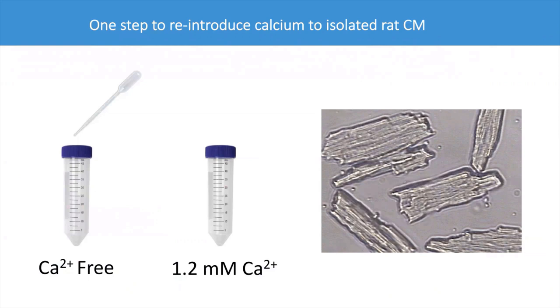Since the isolation buffer does not contain calcium, the critical next step is to reintroduce calcium back to the isolated cells. For rat cardiomyocytes, you can reintroduce the calcium in one step by directly pipetting the myocytes, which have settled at the bottom of the tubes, and slowly releasing them into the buffer containing 1.2 millimolar calcium.